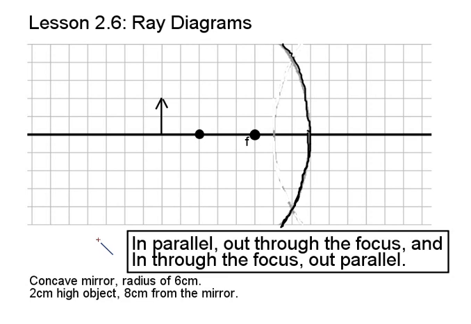We're going to have one coming in parallel, and it's going to bounce out through the focus. We're going to have another ray that goes in through the focus. It's going to bounce out parallel. Let's see how that works out here.